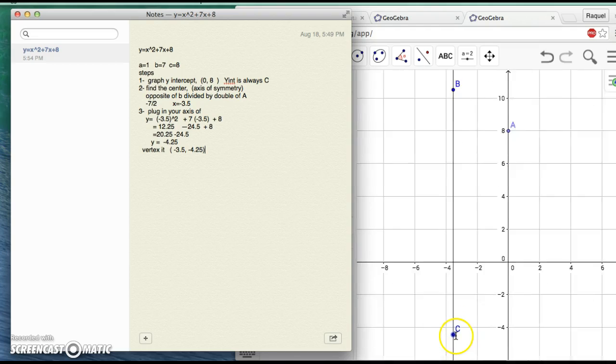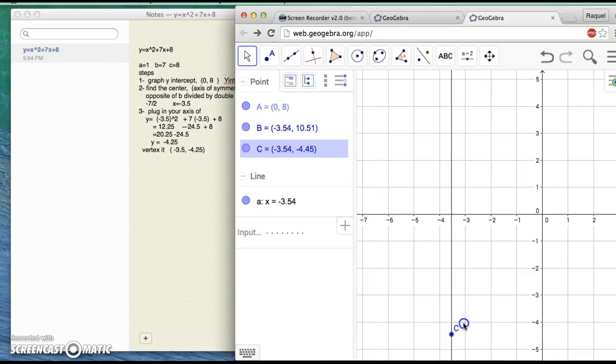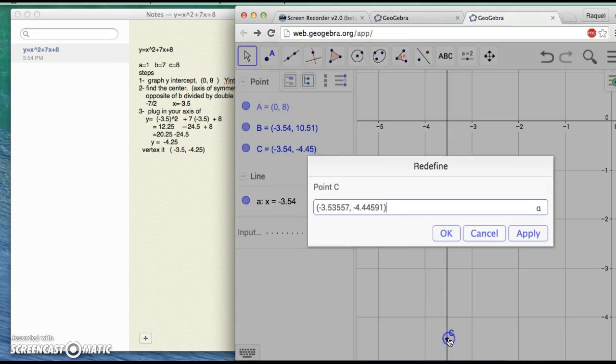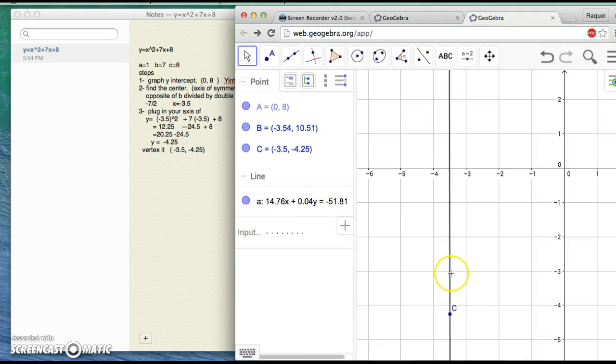Oh, look, maybe my... pretend C is the lowest point. Okay. Oh, look, that's really close, huh? And 4.25. Okay, so cool. This is the lowest point.